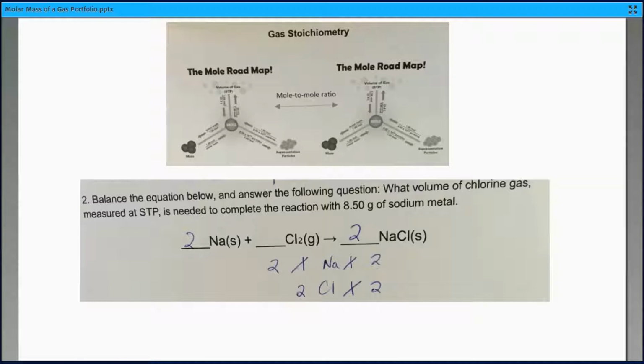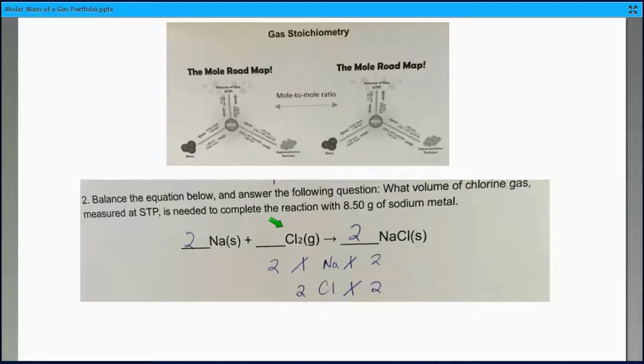Okay, it says balance the equation below. Check, did that. What volume of chlorine gas measured at STP is needed to complete the reaction with 8.5 grams of sodium metal? Okay. So they have given me the mass of sodium. I know the amount of grams of sodium I have. What they want to know is how much chlorine will I need in order to use up my sodium?